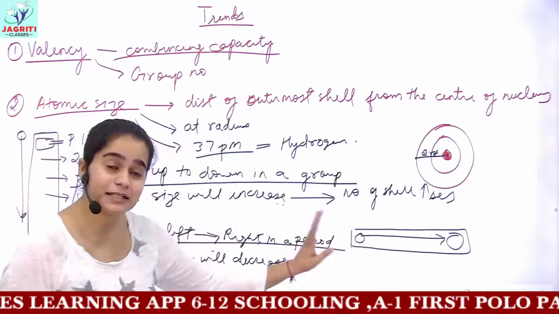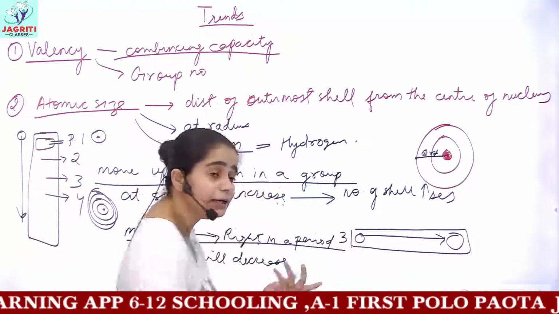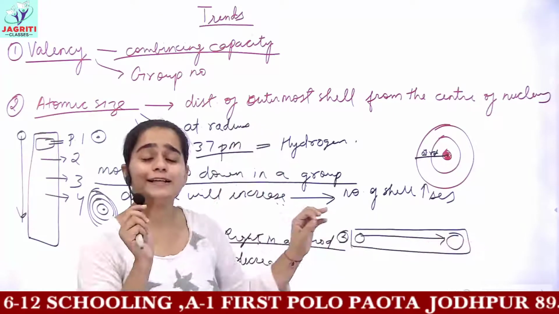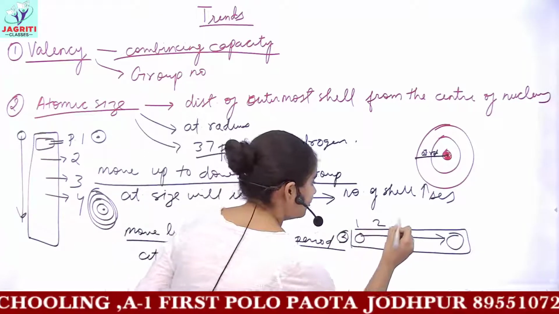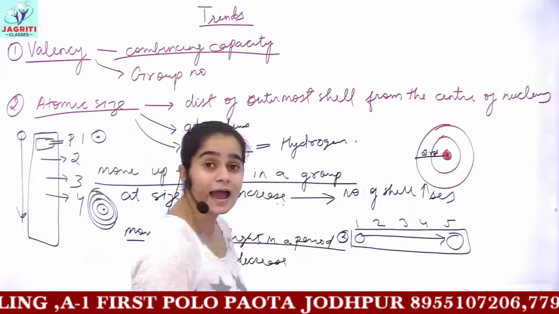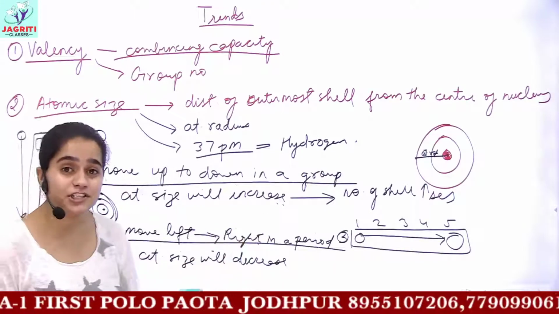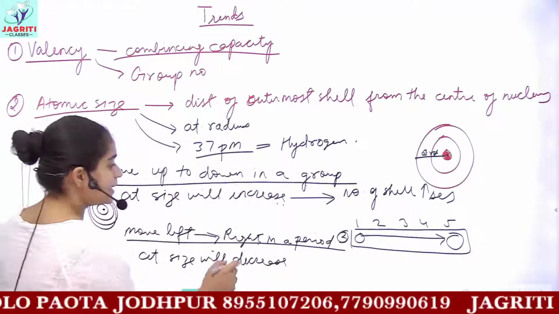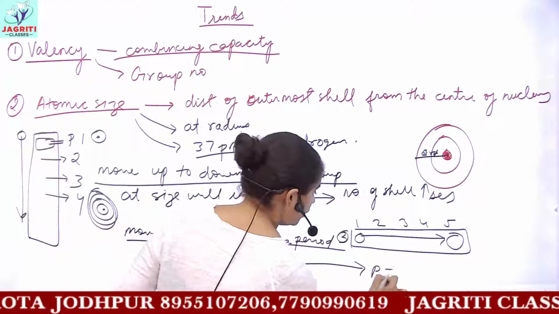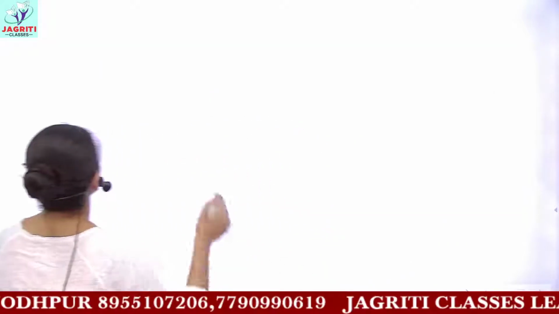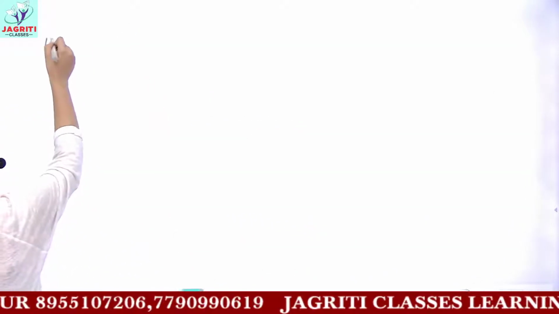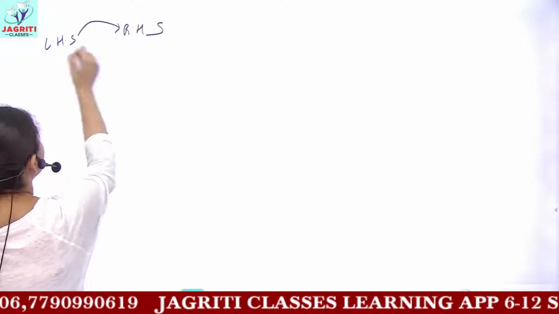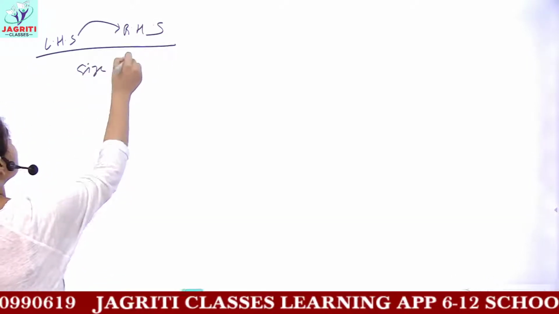The period remains the same. If I am talking about the third period or any period, then the number of periods would be the same. What is changing? The number of group is changing here. And you know the number of group is changing, it means the number of electrons is increasing. Atomic size will decrease. I'll write it on the next slide. That is, if you move from left hand side to right hand side, then atomic size decreases.